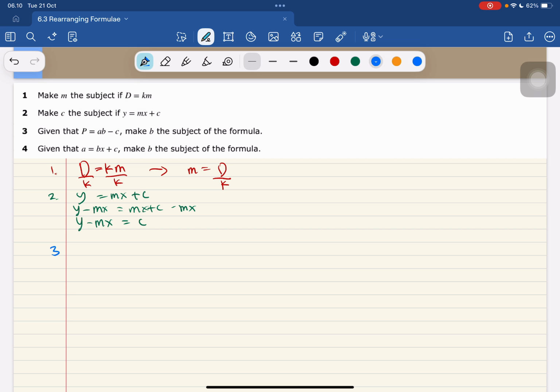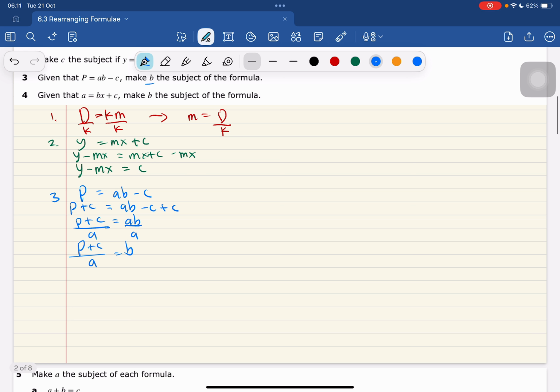Next, number 3. Given P equals AB minus C, make B the subject of the formula. First, let's make the minus C disappear, so on both sides we plus C. So this is AB minus C plus C. So it's going to be P plus C equals AB. And then to make it only B, we need to divide by A on both sides. So P plus C divided by A equals B.